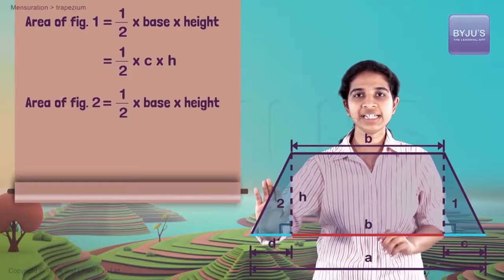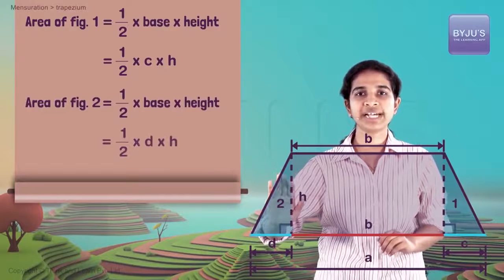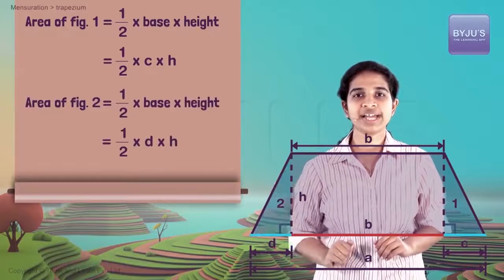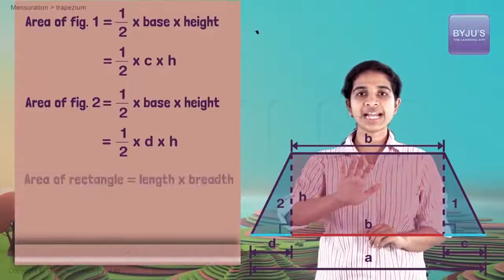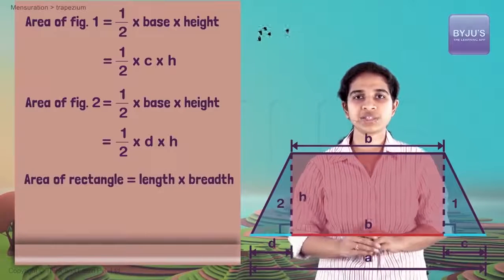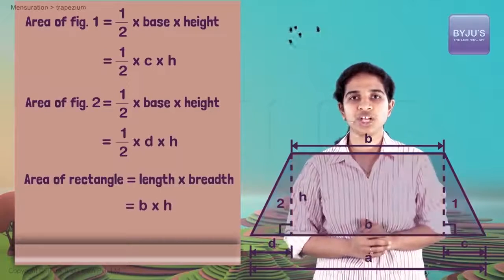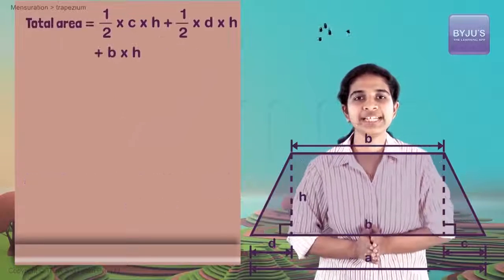Similarly for this triangle, it will again be half base into height. So half D into H. Now the rectangle in between will be length into breadth, which is B into H. We add all 3 up, we'll get the area of the figure.